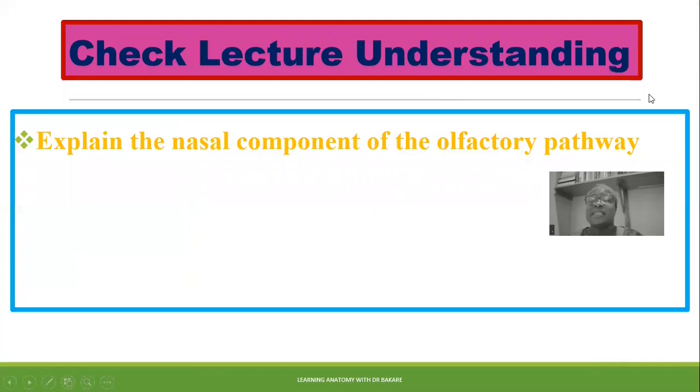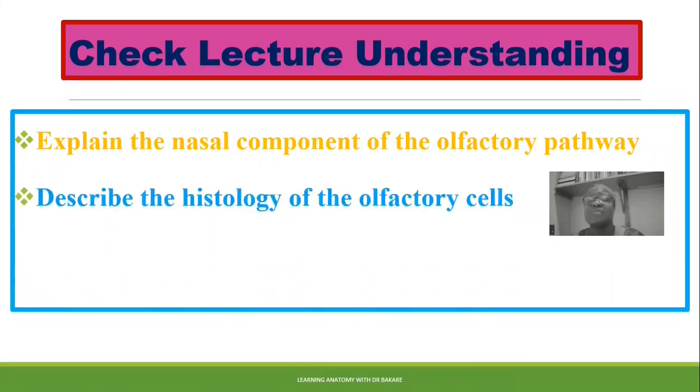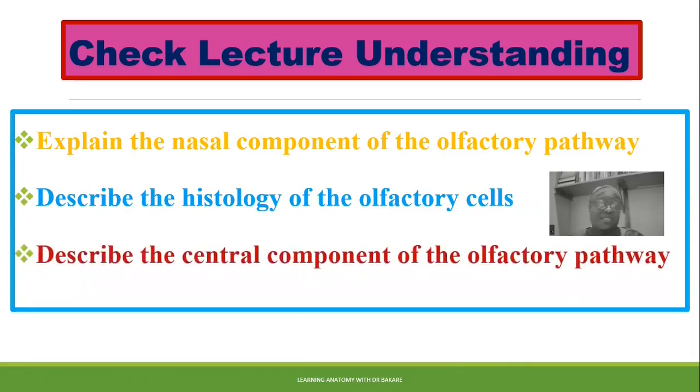So let's check our understanding of this lecture through the following questions. The first one is to explain the nasal component of the olfactory pathway. Remember when we started this lecture, we tried to divide the olfactory pathway into a nasal component and a central component. So you're asked to explain this. Also describe the histology of the olfactory cells. Within the olfactory segment, we have a number of cells that are designed for a number of functions. So you try and describe the histology of these cells. Also, the third question is to describe the central component of the olfactory pathway. This also should come easy.